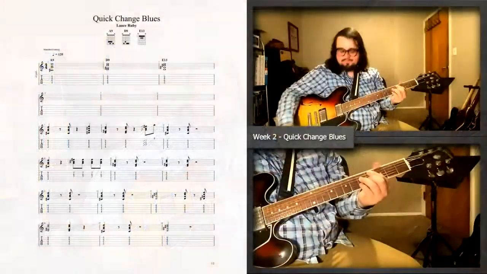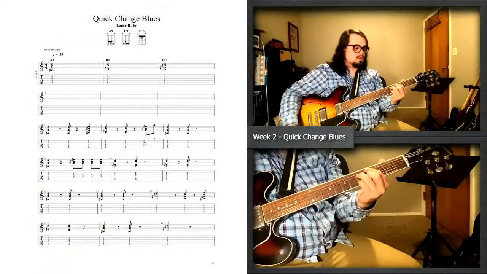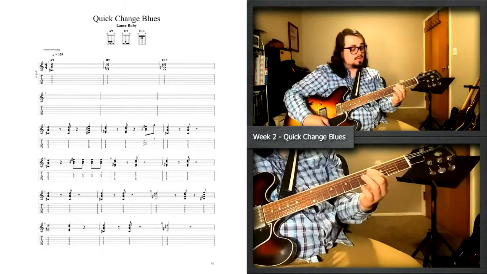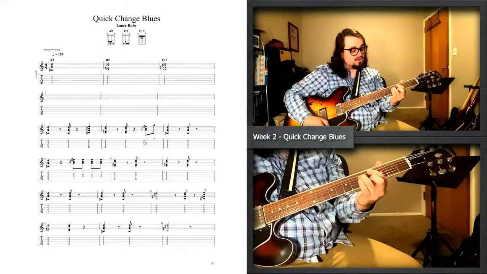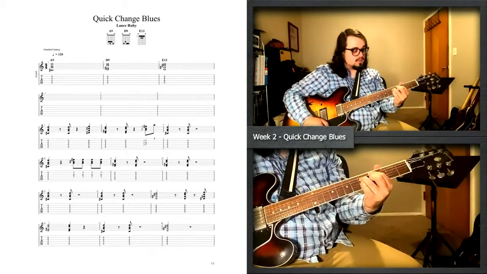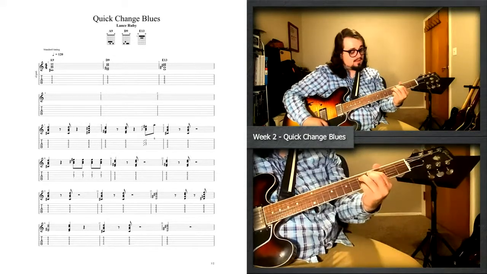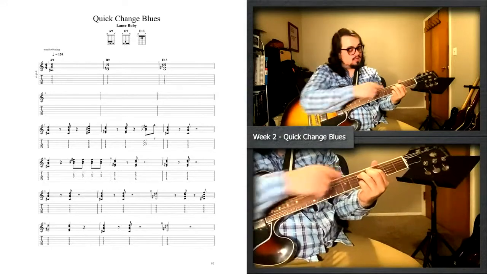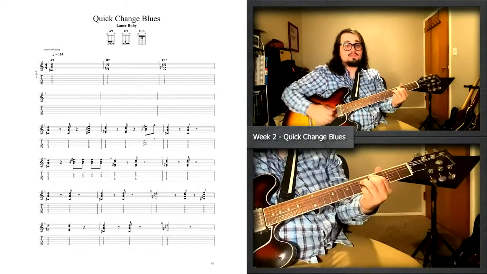So the first chord voicing we have is A9. So we're putting our 3rd finger on the 4th string 5th fret, 2nd finger on the 3rd string 4th fret, and then finally we're going to put our 4th finger or our pinky on the 2nd string 5th fret.